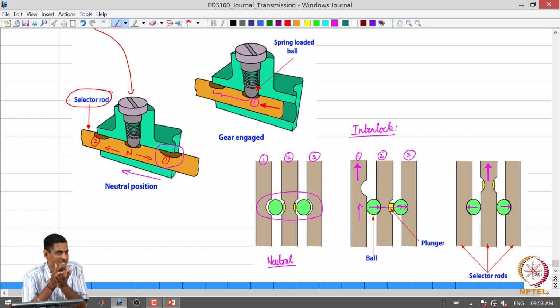Now, let us say when the central selector rod, selector rod 2, is pushed, these two balls are taken out and they get pressed against the two outermost selector rods 1 and 3, so that the other two selector rods do not move by accident. That is the function of an interlock. So retainers and interlocks are fail safe mechanisms. I will stop my discussion on transmission with this. Let us continue in the next class. Thank you.